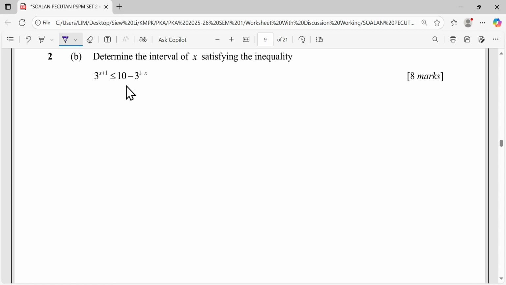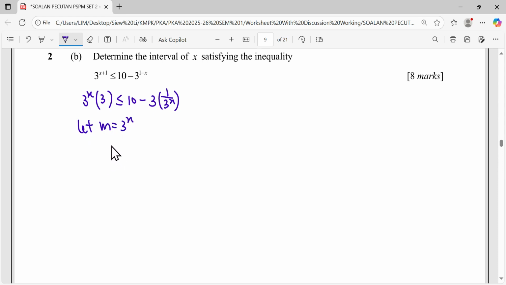Cannot. Indices you can simplify to a single index when multiplying or dividing, which means that these indices you need to let. So when you want to let, it means you split the power. This one is 3 to the power of x plus 1, which means times 3. This is 3 to the power of 1 times 3 to the power of negative x. Right?